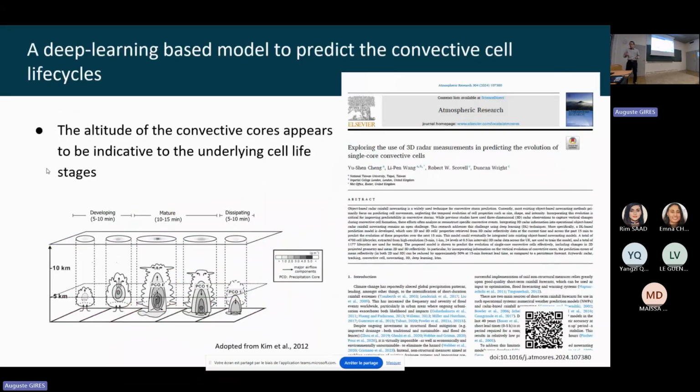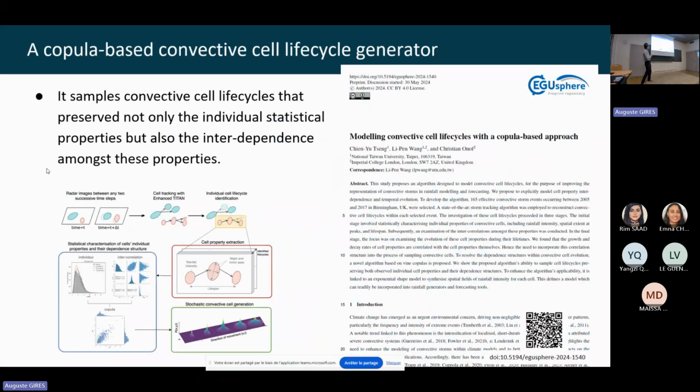Okay, so if you want to know more detail, we have this publication. You can have a look. I will leave the slides here. And then with a similar concept, we also use it to generate the life cycle of convective cells. That's more for the rainfall generator process. That's another work we recently had accepted.